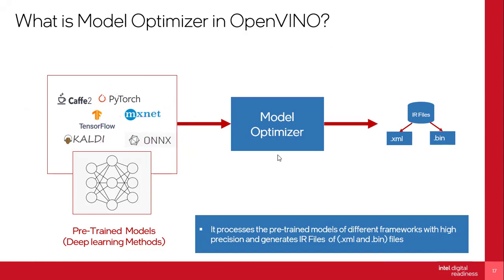Using any of these models, the model optimization will create the IR files, which is what we're going to discuss today. In the IR file there will be an XML and a bin, two files we're going to create. That we call model optimization. So using model optimization, we can create IR files, XML and bin. These are the inputs we're going to use, the pre-trained models from Caffe, PyTorch, ONNX, and so on. It is the process of converting pre-trained models of different frameworks with high precision, and it generates the IR files, the XML and bin files. Using these two files, we create the IR files. Clear?